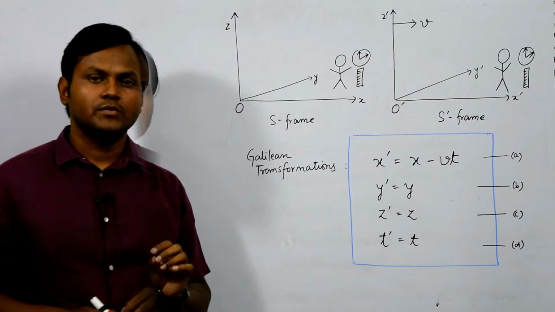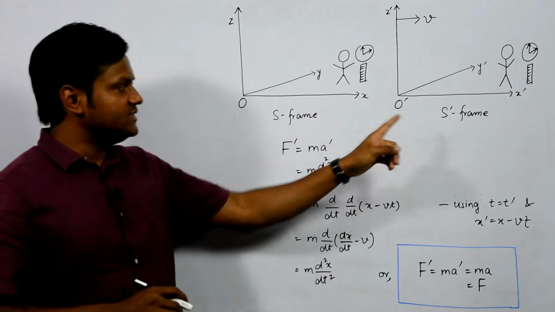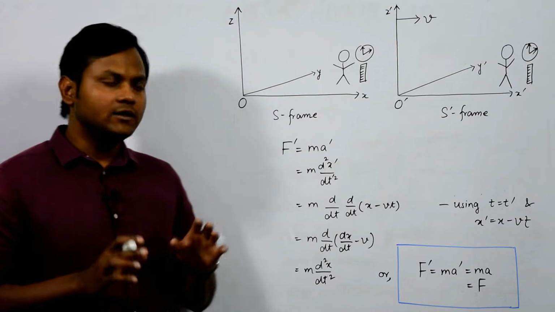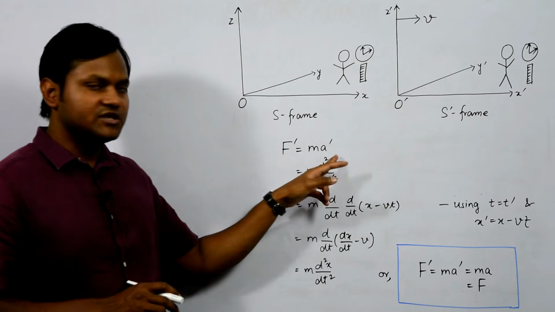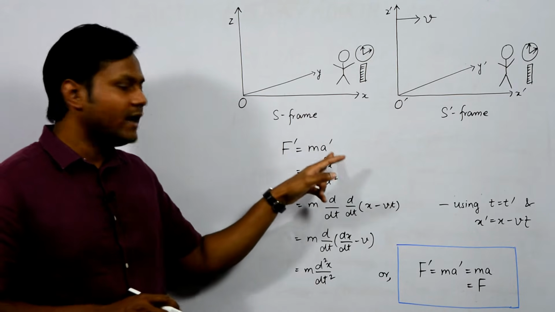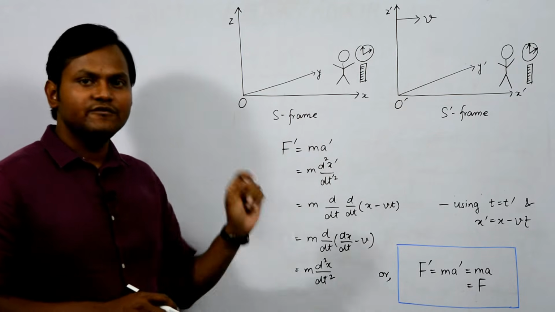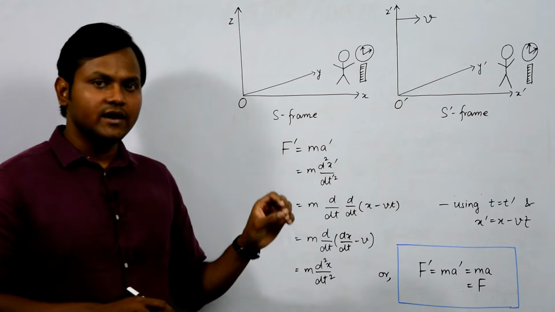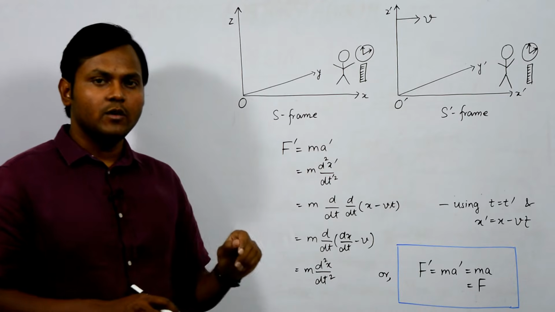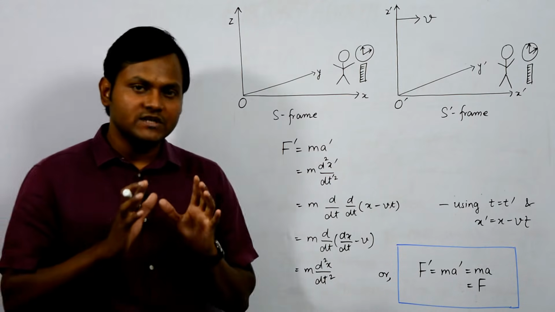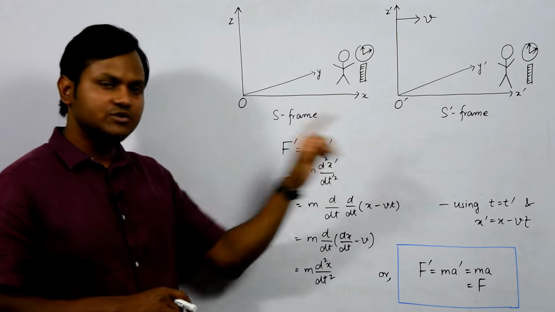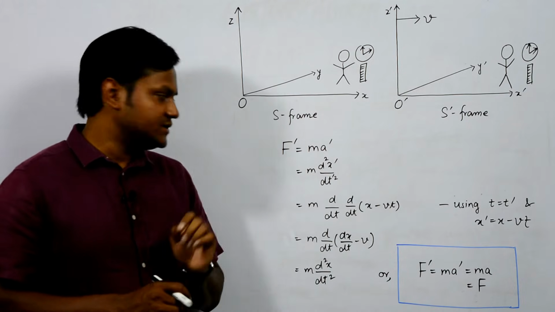Let's see how that happens. Let's suppose in the S dash frame of reference, the observer is looking at a physical event and he concludes that Newton's law expression is given by F dash equals m a dash, where F dash is the force that he measures in his frame of reference, and a dash is the acceleration that he measures in his frame of reference. For the sake of simplicity, let's assume that this acceleration is only happening along one axis, which is the x dash axis.